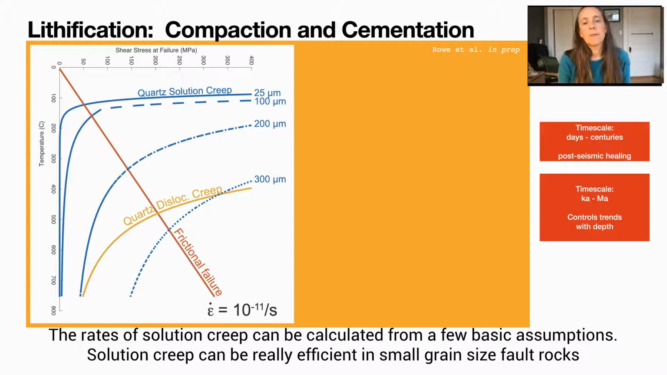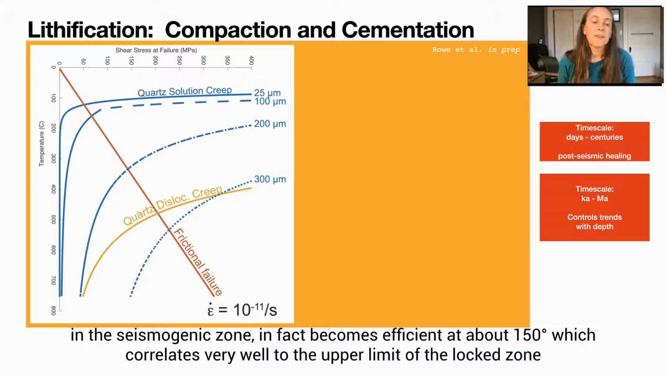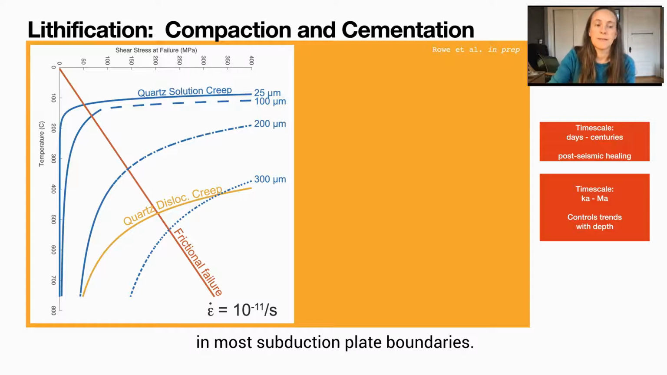Rates of solution creep can be calculated easily from a few basic assumptions. Solution creep can be really efficient in small grain-size fault rocks in the seismogenic zone. In fact, it becomes efficient at about 150 degrees C, which correlates very well to the upper limit of the locked zone in most subduction plate boundaries.